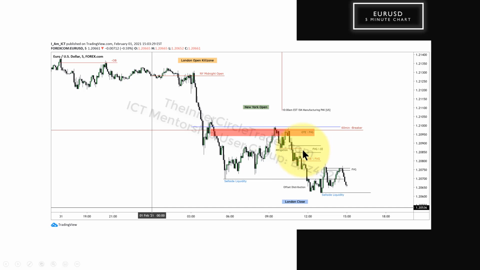So we have two different things for a premium entry. Again, what's a premium? It's above equilibrium or above discount. If we look at the range between this low and this high, split that in the middle, you can see we're above midpoint with the mitigation and the consequent encroachment of the fair value gap. Consequent encroachment is the midpoint of a gap. Okay, so right there's a perfect little entry in there.